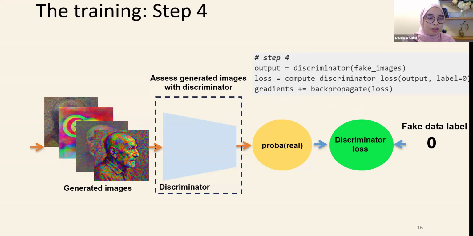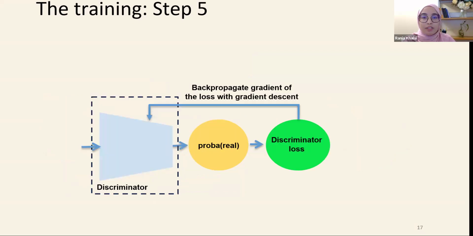The next step, which is the 5th step, is that we want to compute the discriminator loss. We are going to compute the discriminator loss function for a full batch, which means that we can propagate the gradient, and each time we are going to update the parameters of the discriminator. So we have the discriminator loss, we backpropagate the gradient of the loss with gradient descent, and then we update the parameters of the discriminator and so on. So it's kind of a loop.